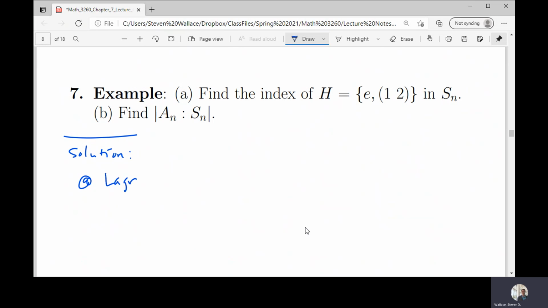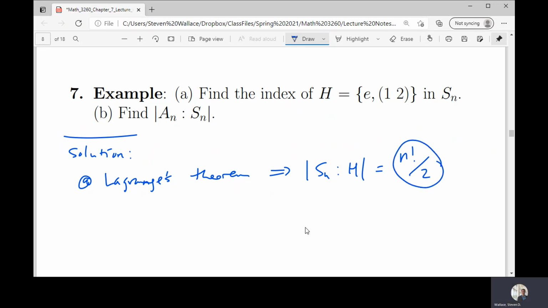Lagrange's theorem says that the index is n factorial divided by 2, since n factorial is the order of the symmetric group on n letters, and 2 is the order of the subgroup. Okay. What about the alternating group? This is index 2, right?